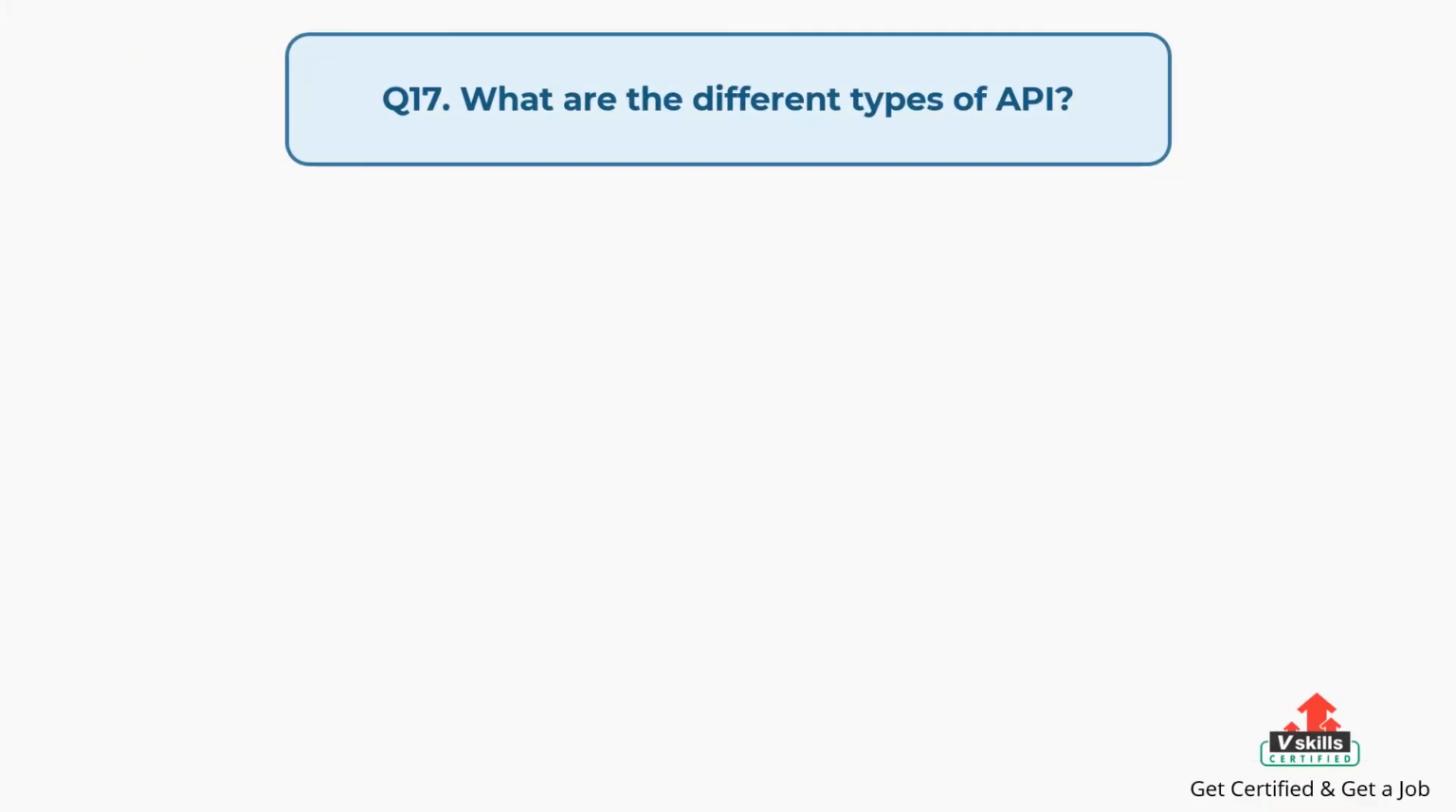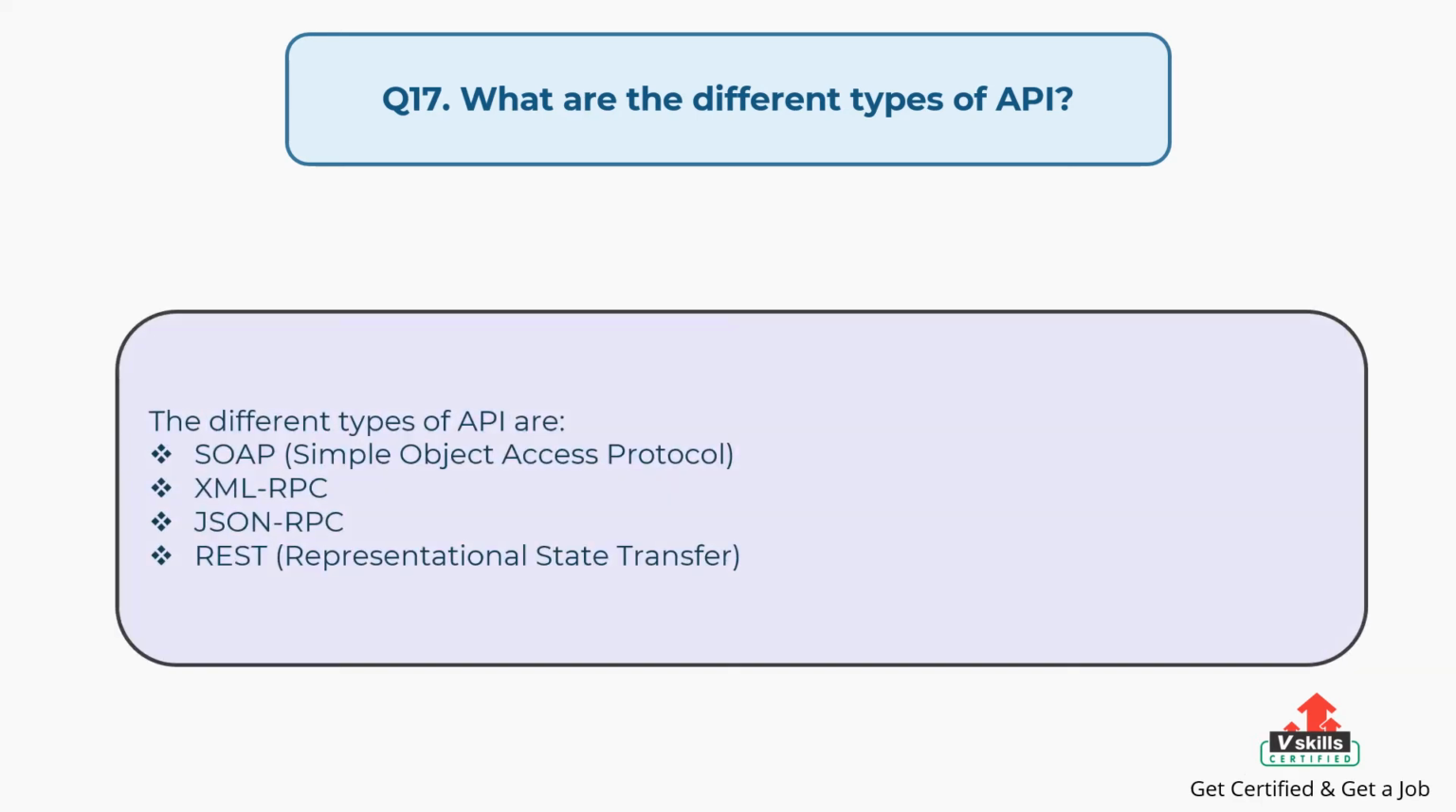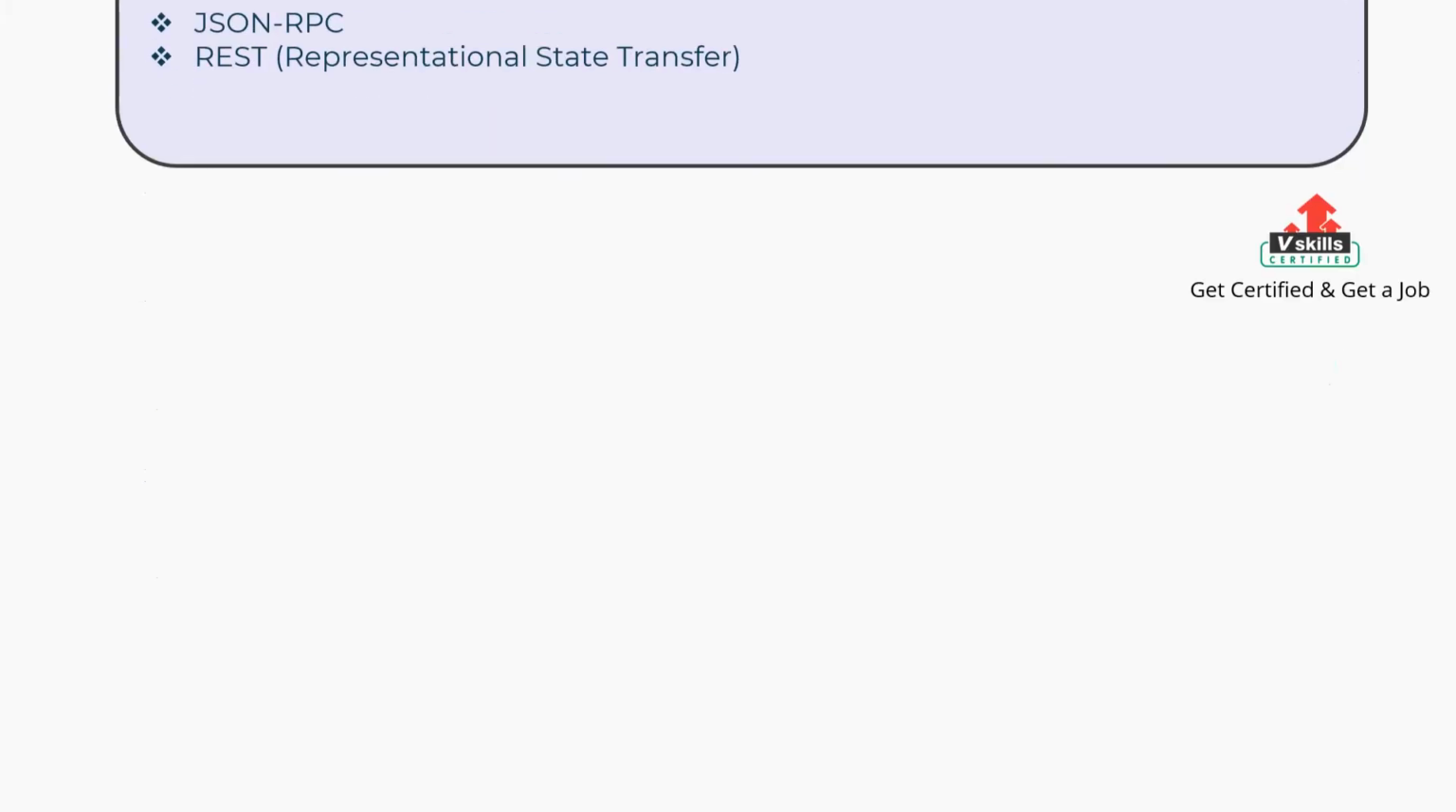Question number 17. What are the different types of API? The answer is: the different types of API are: first, SOAP, Simple Object Access Protocol. Second, XML RPC. Third, JSON RPC. Fourth, REST, Representational State Transfer.